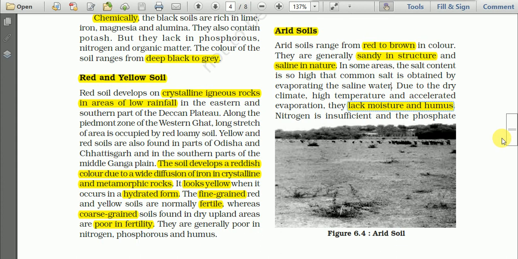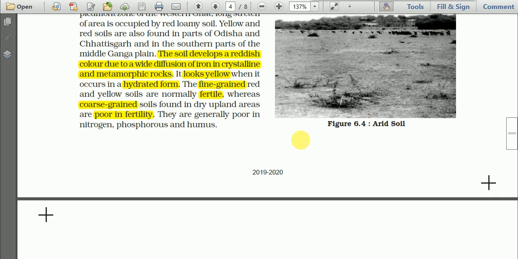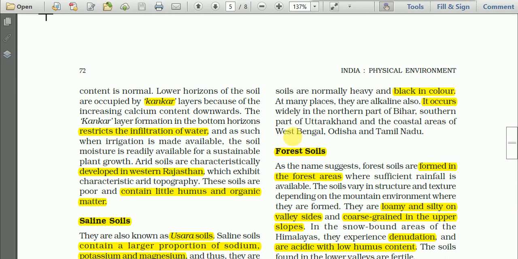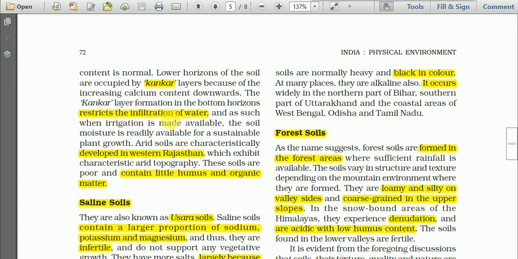And nitrogen is insufficient, and the phosphate content is normal. And the lower horizons of the soils are occupied by these kankar layers because of increasing calcium content downwards. Kankar is calcareous material, grains of calcium carbonate, locally known as kankars. So it is found in the lower horizons, in the B and the C horizons.